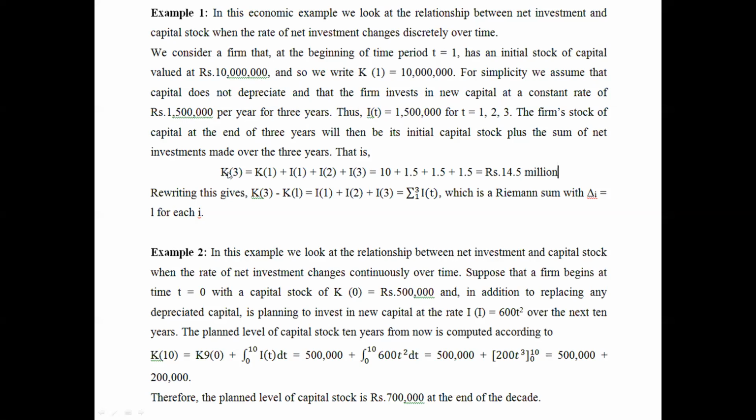So what is capital at the end of 3 periods? We start off with K1, then we have 3 investments. So 10 plus 3 times 1.5, and this is 14.5. And if you want to find out investment, we simply take this to the right hand side, K3 minus K1, and this will be the sum of the 3 I's. So 4.5.